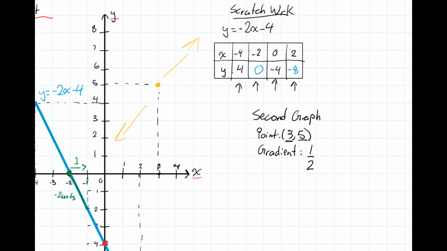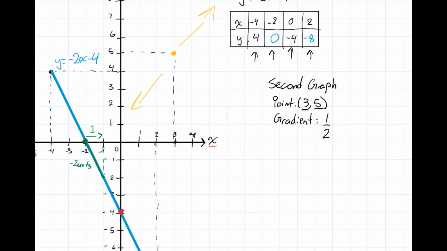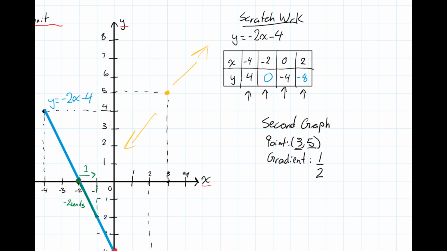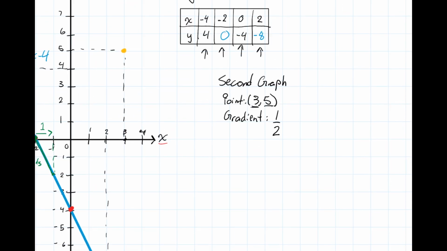We need to go this way because for us to even stay on this graph, we don't have that many units going this way. So let's continue to talk about this gradient. Remember, gradient is just going to be the rise over the run. So that means for every 2 units that we go across, we have to go up 1 unit.